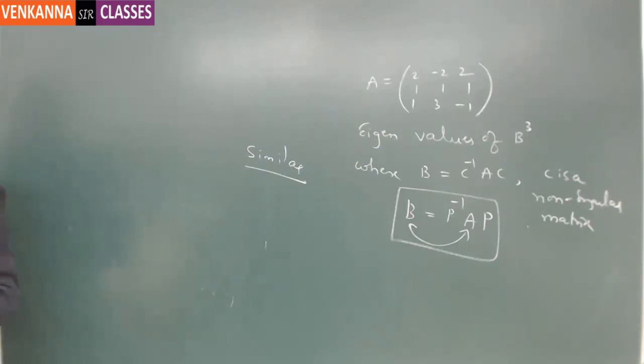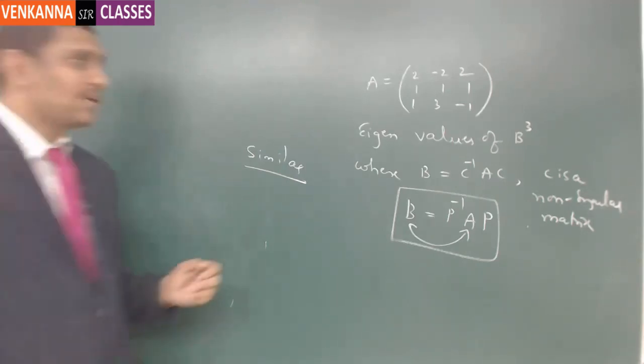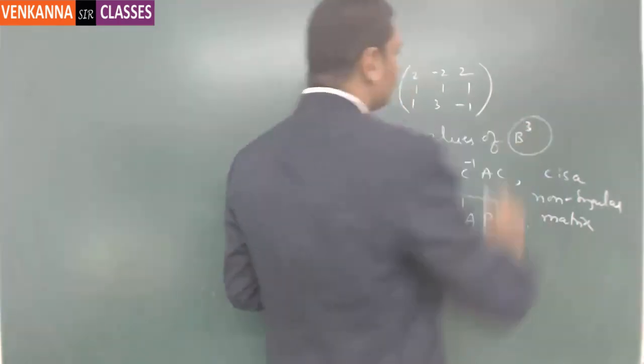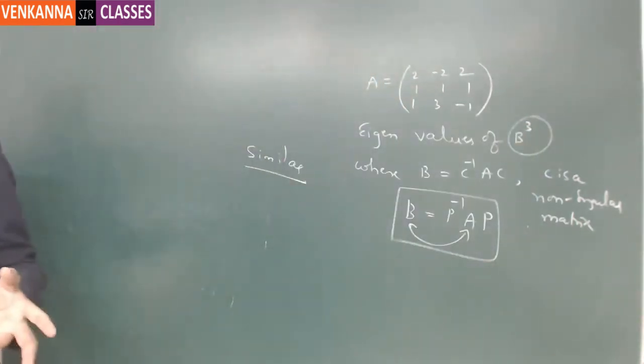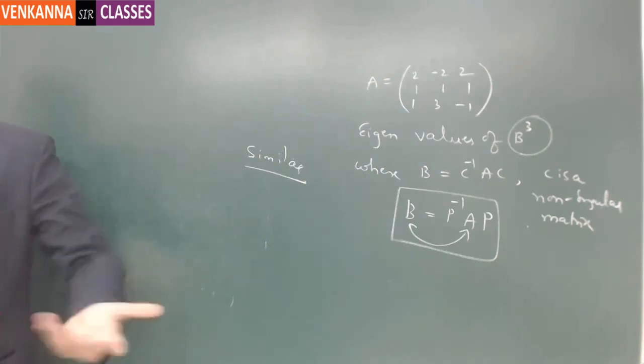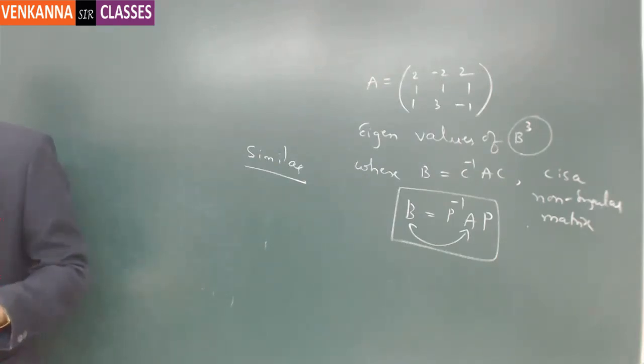Are you getting the concept? Because both are similar matrices. Whenever matrices are similar, they have the same characteristic equation or characteristic polynomial. Hence, they will have the same eigenvalues. So, since we need to calculate eigenvalues of B cube, whenever you know the eigenvalues of B, if you cube them, those are nothing but eigenvalues of B cube.